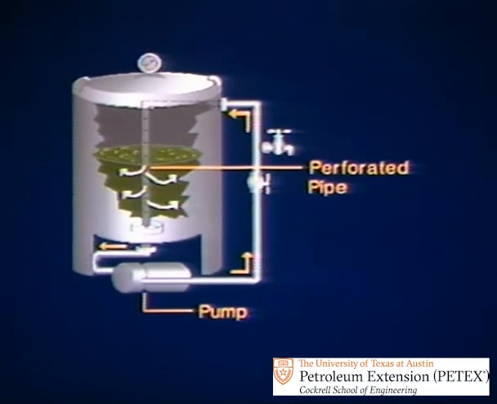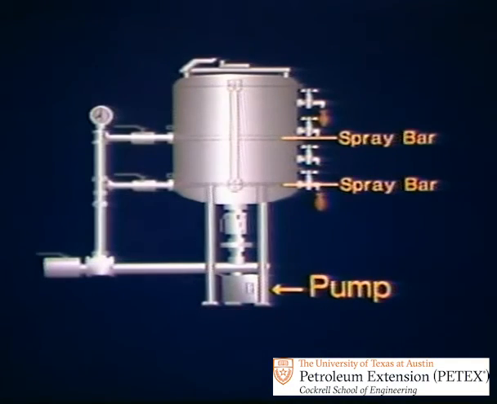One type of system uses a pump to extract the oil from the bottom of the receiver and re-inject it vertically downward from the top through a perforated pipe. Another type uses a pump to move oil through horizontal spray bars. Either horizontal or vertical bars help mix the sample.